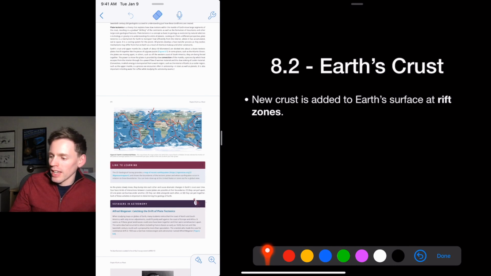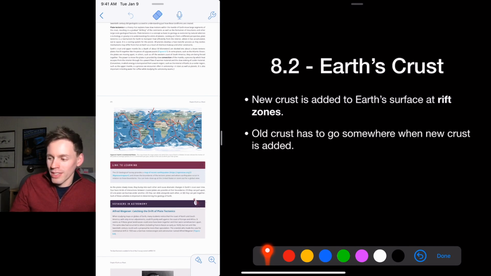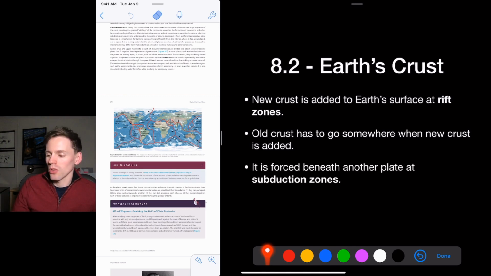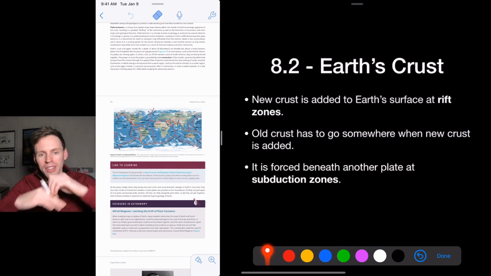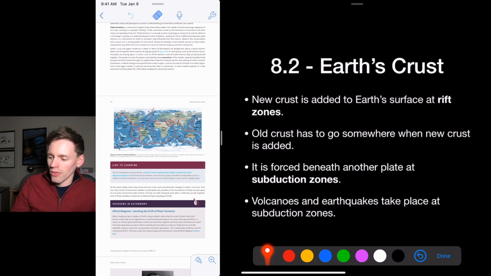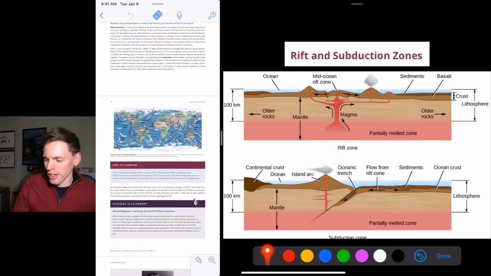Okay, so new crust is added to Earth's surface at rift zones. And then old crust has to go somewhere when new crust is added, so that is forced under other plates at subduction zones. Volcanoes and earthquakes take place at these subduction zones, and most of the big tsunamis and earthquakes in Japan take place along the Ring of Fire.